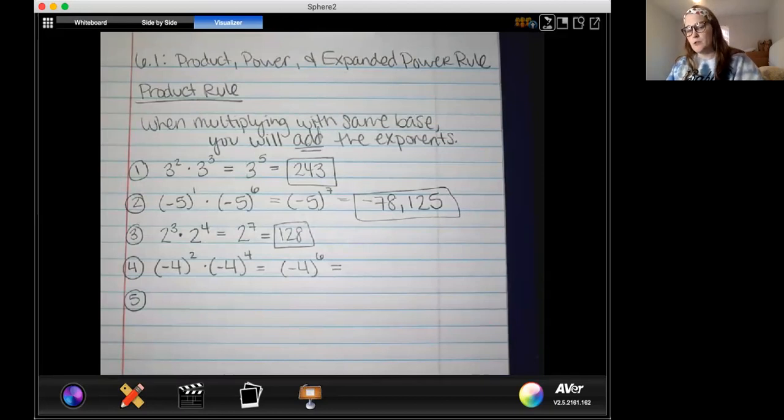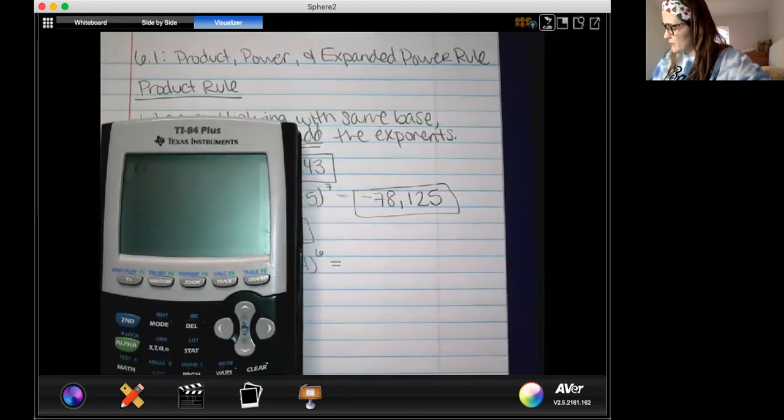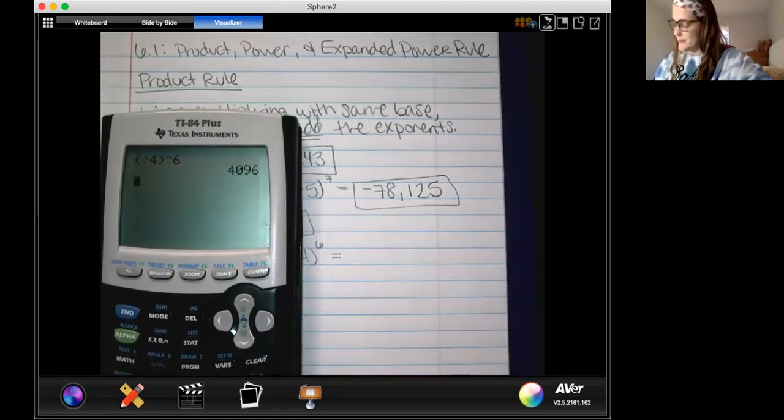Okay, so I got two options. I got -4096 and I got +4096. So this is another case of important parentheses. So if I do parentheses -4 to the 6th, I should get +4096. But if you don't use parentheses, like I've said now 3 times, you're going to get a negative answer.